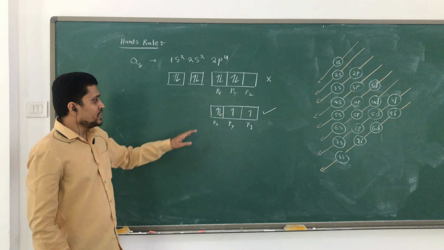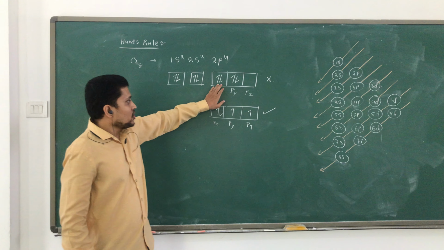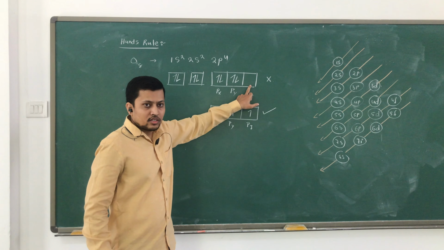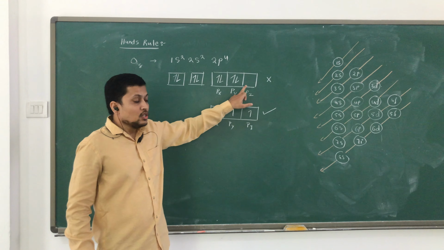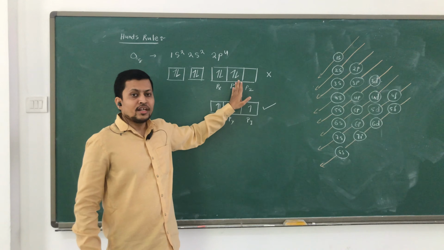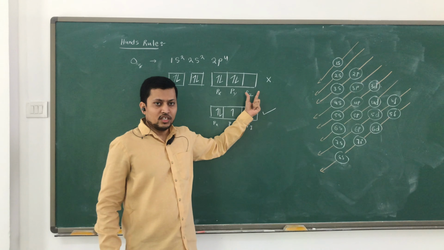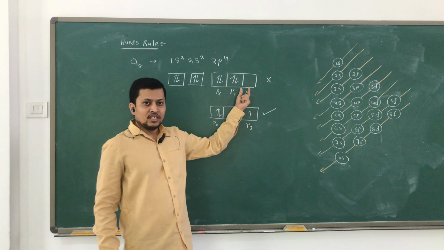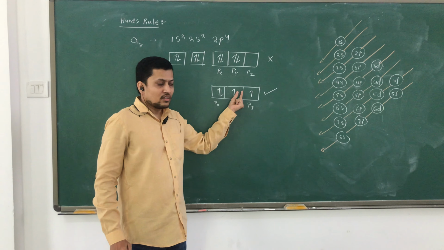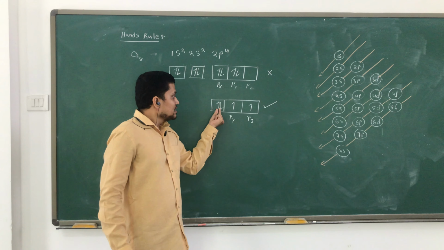So what does Hund's rule say? Hund's rule says in the p orbital, we have three suborbitals or three subshells. These three subshells are degenerate. What does degenerate mean? Having equal energy. If they have equal energy, then the electrons will enter singly first.